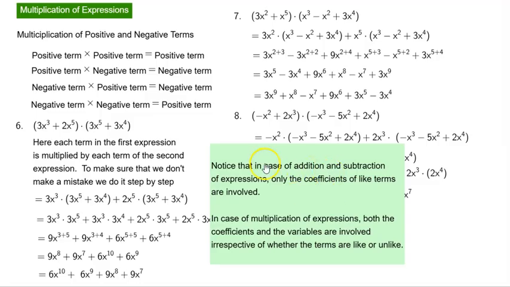So notice that in case of addition and subtraction of expressions, only the coefficients of like terms are involved. So 3x plus 2x gives us 5x. X remains as x itself. Now, in case of multiplication of expressions, both the coefficients and the variables are involved, irrespective of whether the terms are like or unlike. So that was multiplication of expressions. That's it for now.